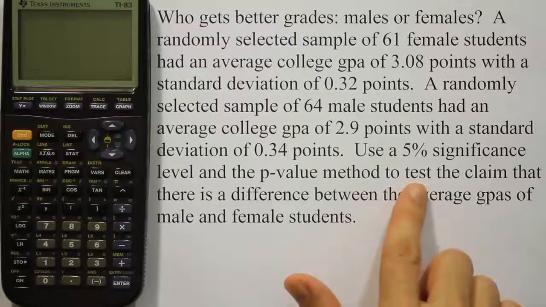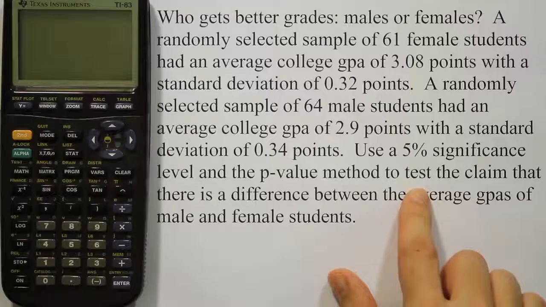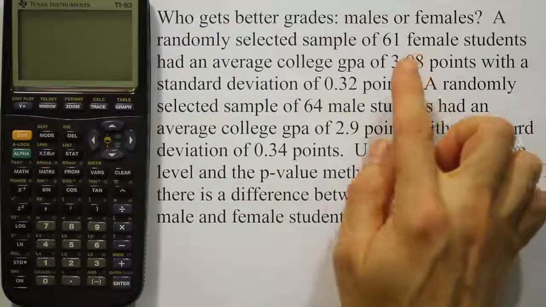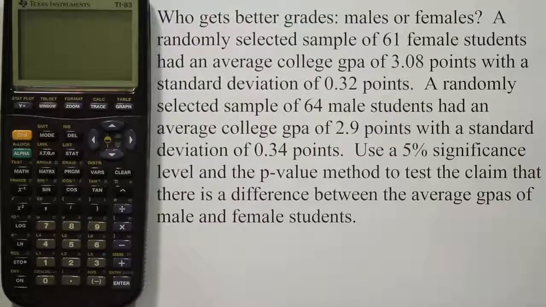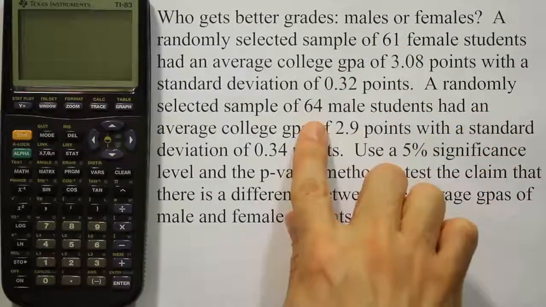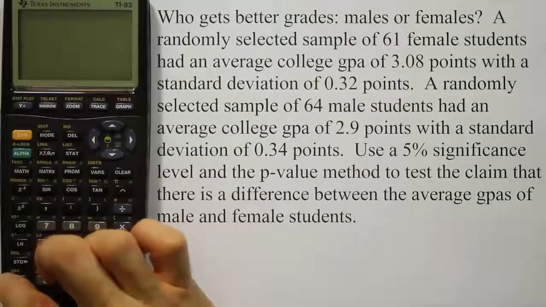So we're doing a hypothesis test because it says test the claim, and we want the p-value method to compare male and female GPAs. Notice we have two sets of sample data here, right? So there's two samples, and we want to do a hypothesis test. Notice the sample sizes are both large, right? 61 females, 64 males.